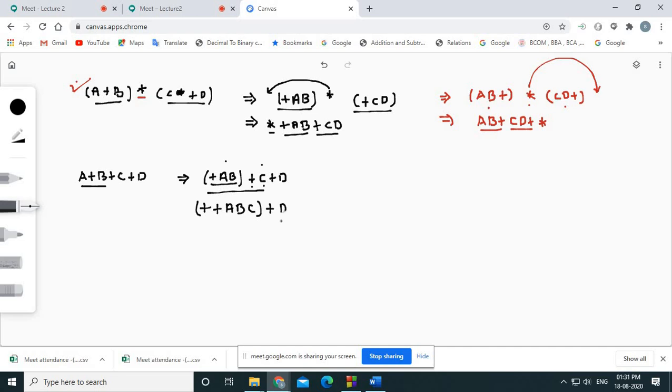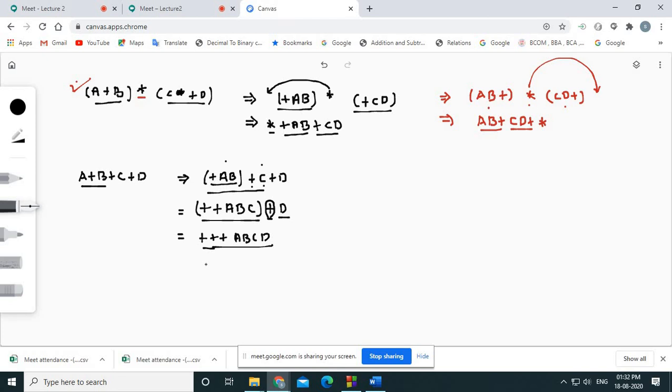Then plus D. Now this will be your first operand, this will be your second operand, and between both operands you have the operator. We are converting this expression into prefix, where the operator comes first, so this plus has to be written first. After the operator comes the first operand, which is plus plus ABC, and then your second operand, D. So this is the prefix of the given expression.